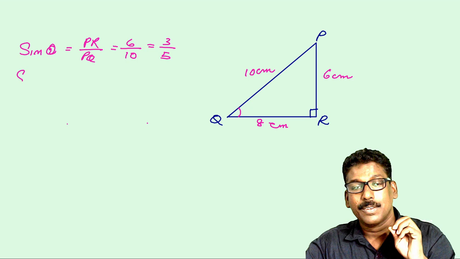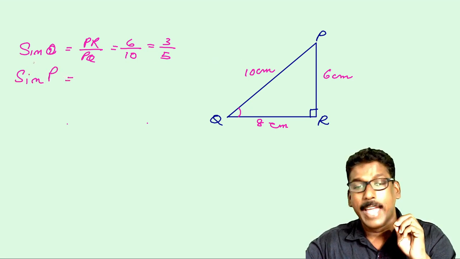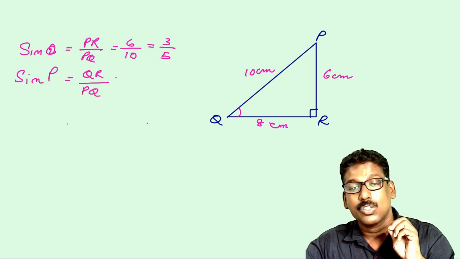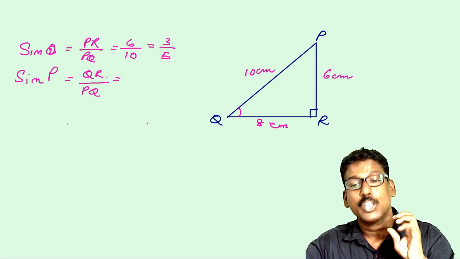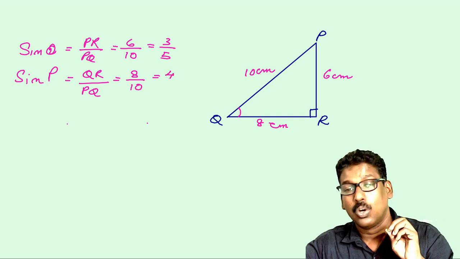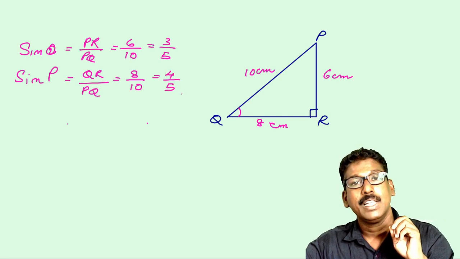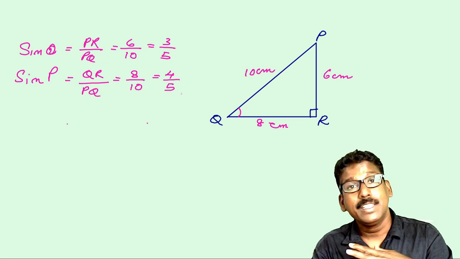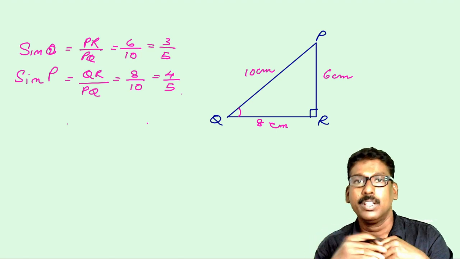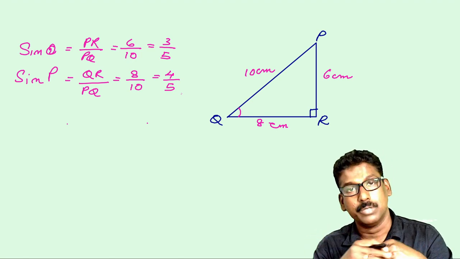Now, what is sine P? According to this angle P, opposite side is QR and hypotenuse is PQ. So sin P you can write it as QR by PQ, that is 8 by 10, which is equal to 4 by 5. Similarly, you can find out any trigonometric ratios with respect to an acute angle P or Q. You can find out its value.